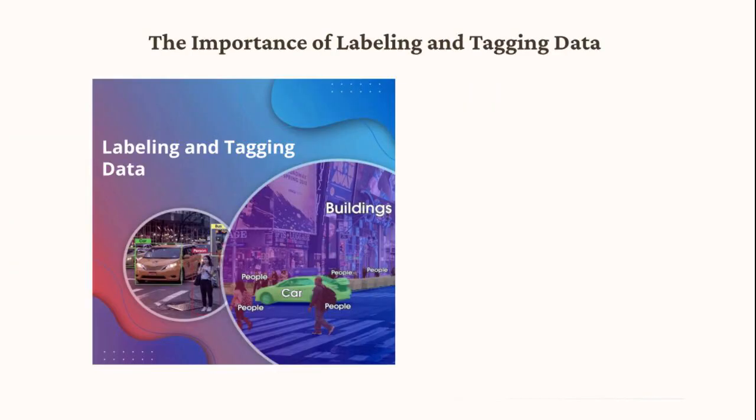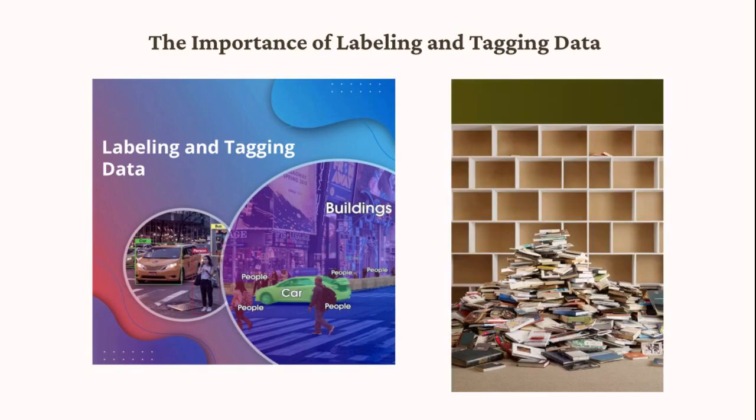Now, let's discuss the importance of labeling and tagging data. Imagine trying to organize a giant library where none of the books have titles, authors, or categories. How would you find what you're looking for? How would you make sense of what's inside? This is what working with raw, unlabeled data feels like. It's chaotic and almost impossible to use effectively.